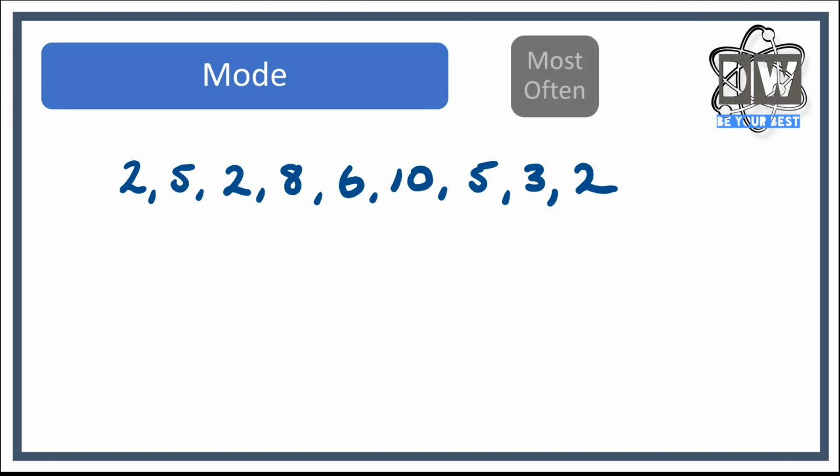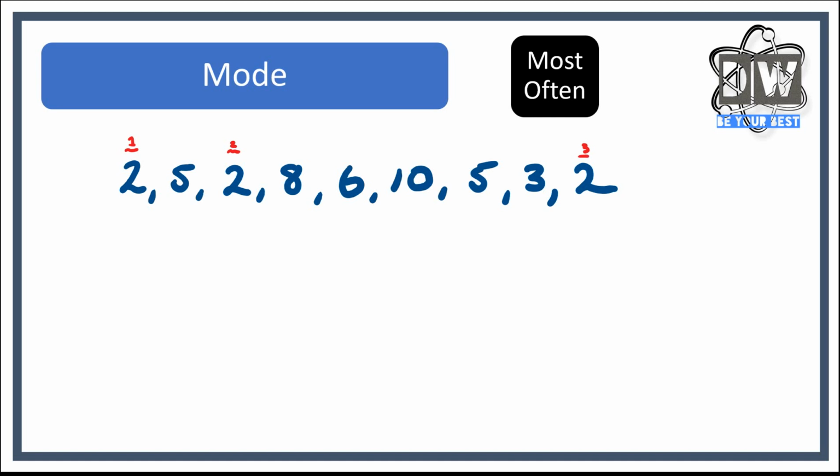But the mode. The mode is the most often seen number. We can see here in our group of numbers that we've got 2s, 5s, 8s, 6s, 10s and 3s. We have to go through these and find out which number we see the most of. So let's have a look. We've got one 2 there, we've got two 2s and we've got three 2s.